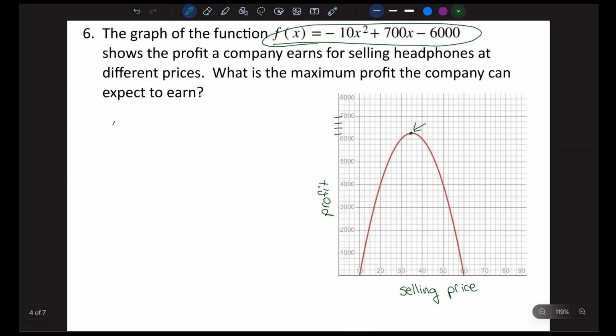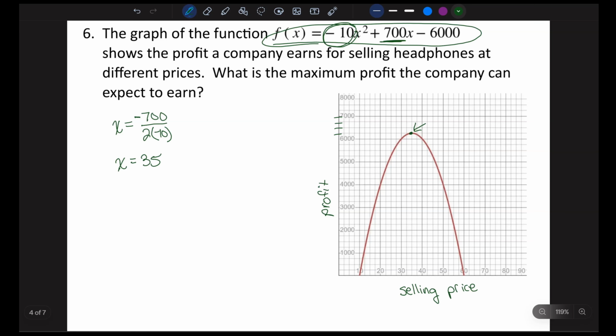And they gave me the equation, so I don't have to guess at what that point is. I'm going to find the axis of symmetry first. So x equals the opposite of b. Well, b is the number in front of x. So 700. And remember, it's negative b. Well, in this case, this is our first one where b has been positive. So we have a negative 700 all over 2 times a. In this case, a is negative 10. So negative 700 divided by negative 20 would give us 35. So I know that the selling price is going to be $35.